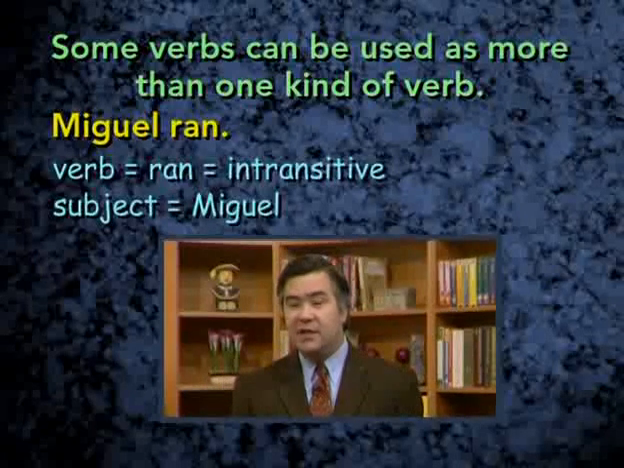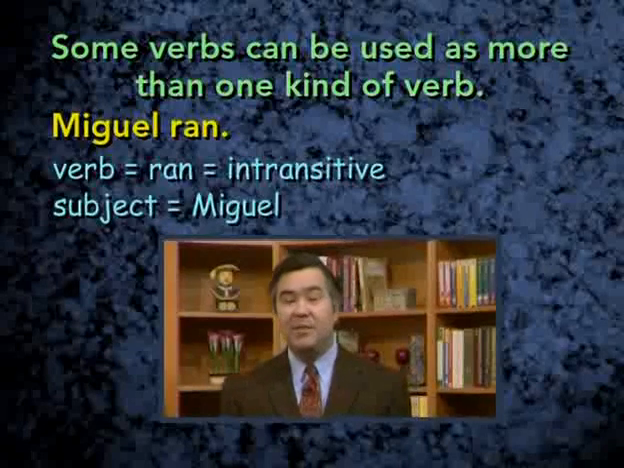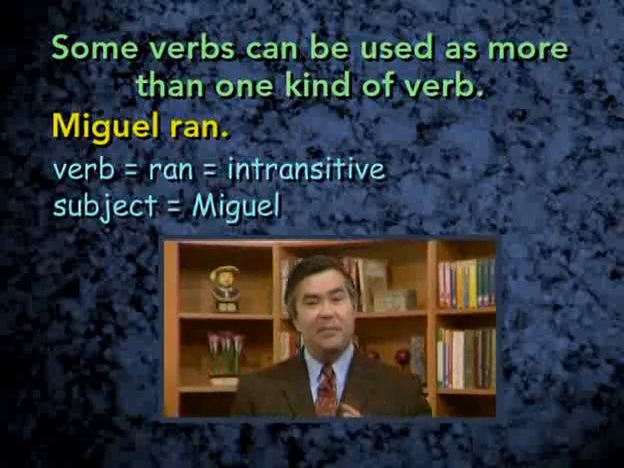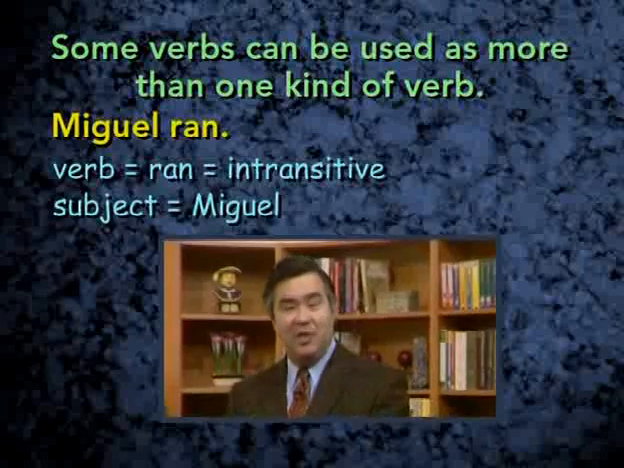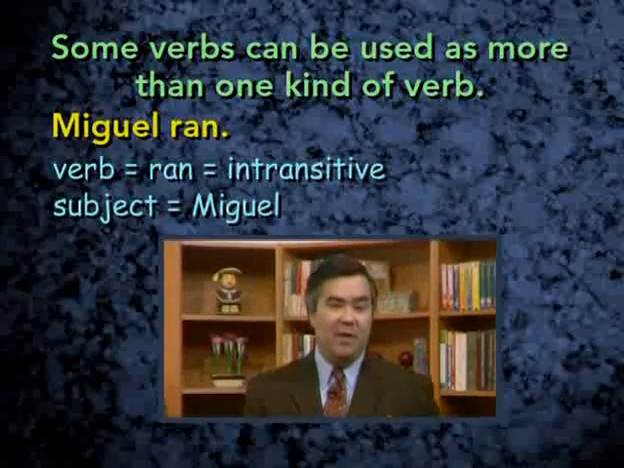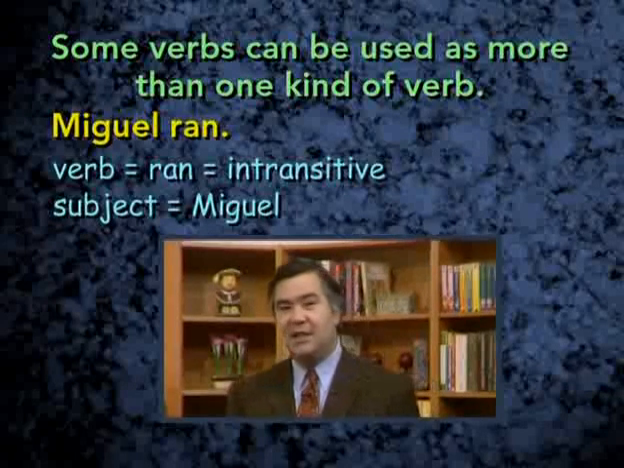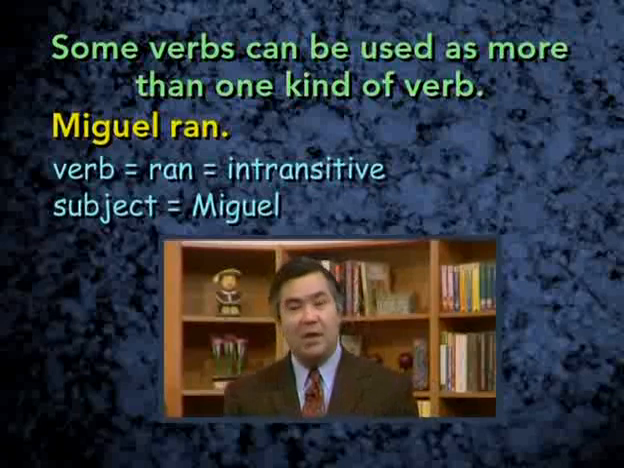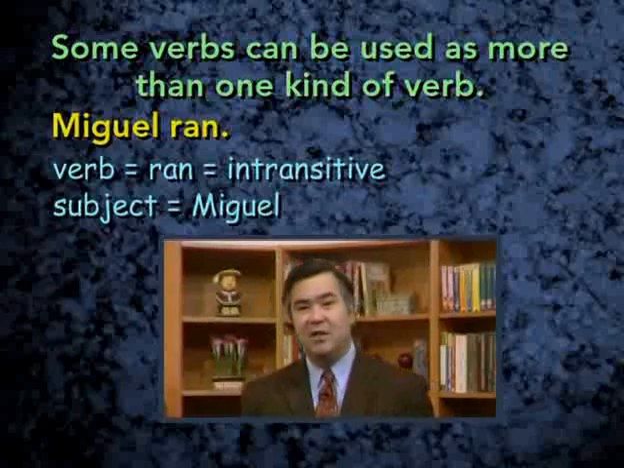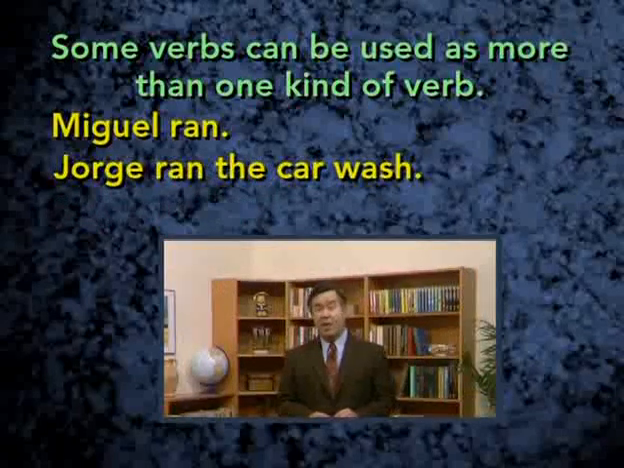Remember that an intransitive verb doesn't have any object. The action simply stops with the verb ran, and the action does not pass on to an object that follows the verb. Miguel ran, a complete sentence in itself, and ran is an intransitive verb. But now compare it to this sentence. Jorge ran the car wash.